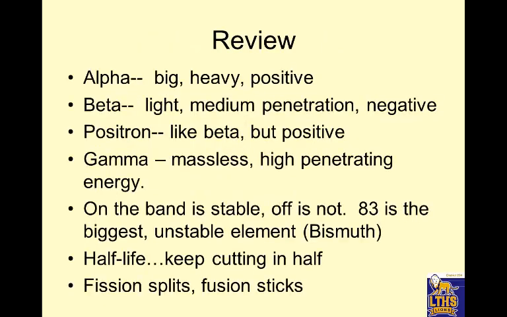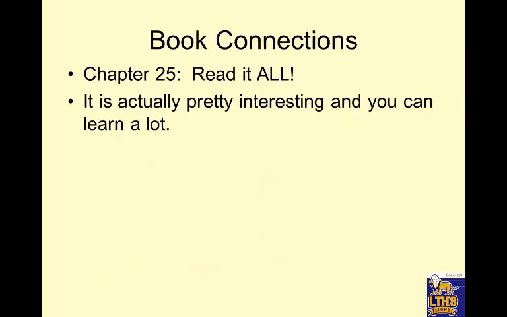Okay, so just to review. Alpha particles are big, heavy, and positive. Beta particles are lighter, kind of like electrons. Oops, you don't need to know this one. It's true, but you don't need to know it. Gamma is massless, but it can get through stuff. If it's on the band of stability, it's stable. If it's off, it's not. Half-life, you keep cutting your mass in half. Fission splits, fusion sticks.